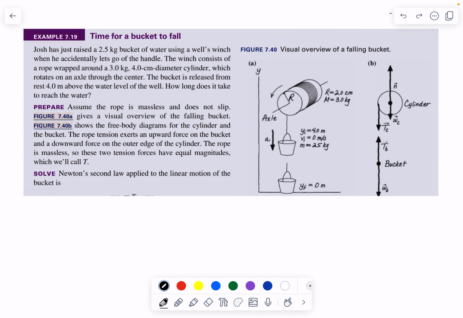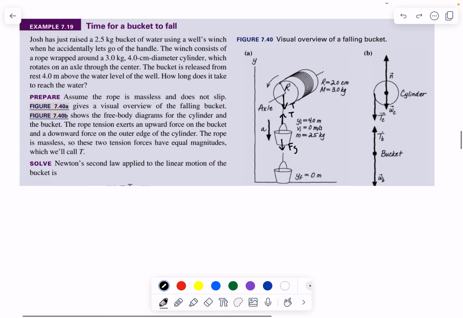So we have Josh, who has just raised a 2.5 kilogram bucket of water using a winch. He accidentally lets go of the handle, right? So now the bucket is just falling and pulling on this sort of wrapped cylinder, right? So gravity pulling on the bucket pulls on the rope with some kind of tension force. The tension force then pulls on the cylinder, right? So we have tension forces, we have a force of gravity going down here. And for the bucket to be falling, we know that the force of gravity is bigger than this force of tension, right? Magnitude-wise. So that might be important later.